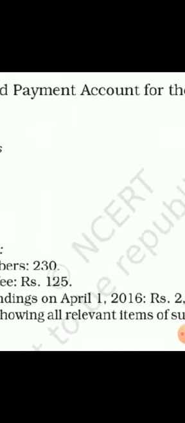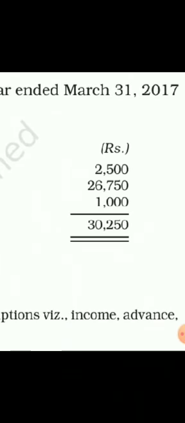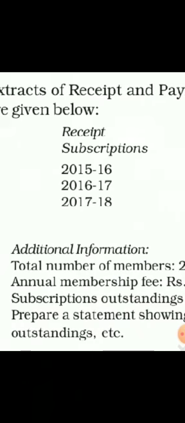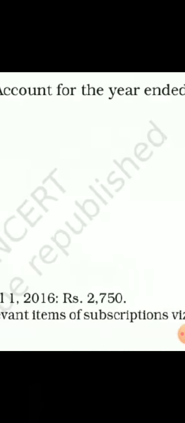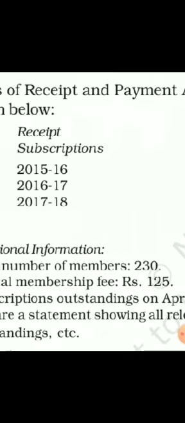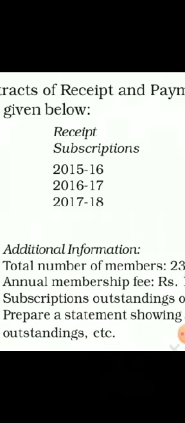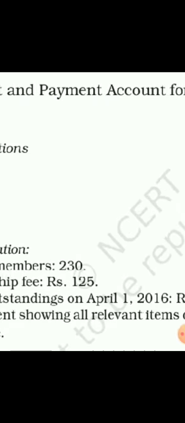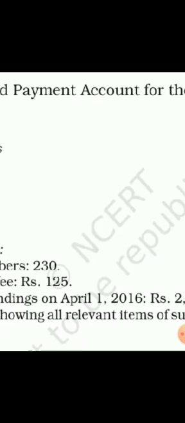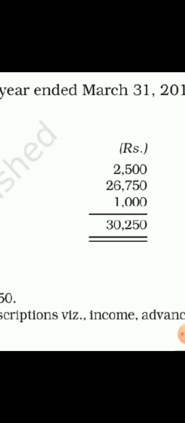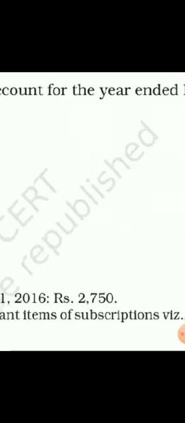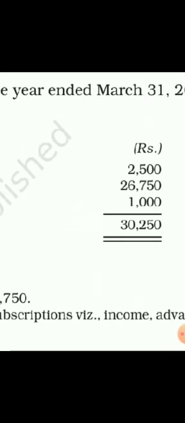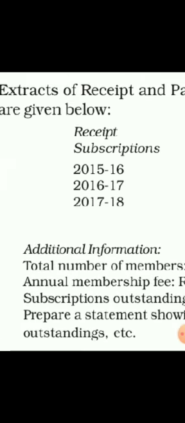Receipts and payment account for the year ended March 31, 2007. Some detail is there. Subscription for 3 years: one for 15-16, 2,500; 16-17, 26,750; 17-18, 1,000. Okay, then additional information.